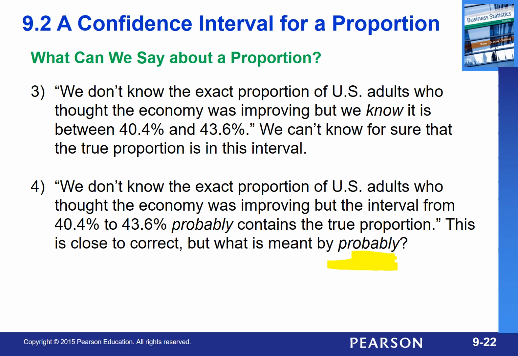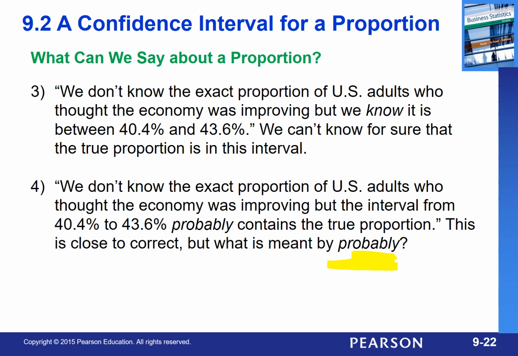All right. We don't know the exact population proportion of U.S. adults who think the economy is improving. We do know it's between 40.4 and 43.6%. Here's the thing. You don't know whether or not that's the actual interval. You don't know if you've managed to cover everything. You've only grabbed 95% of all possibilities because you went 2 standard deviations in each direction. That means I'm not so sure that this is exactly where it lies. Okay.